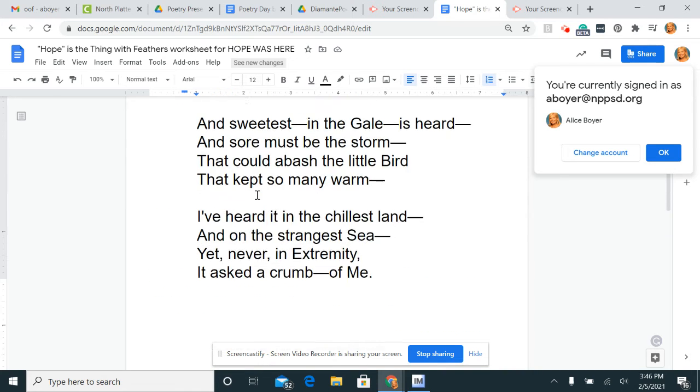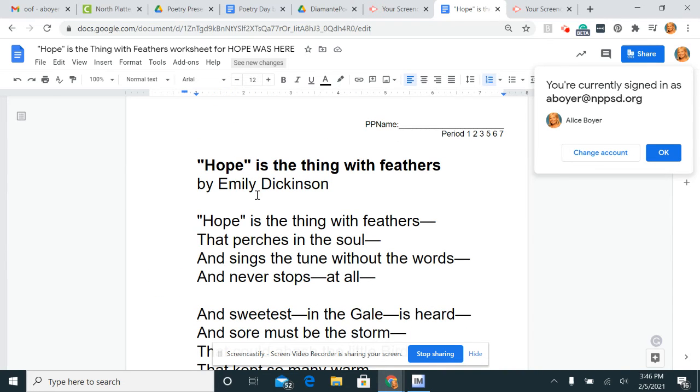If we go back to this sentence, so perch was the first one that we looked at. This says, hope is a thing with feathers that perches in the soul and sings the tune without the words and never stops at all. So if you're thinking about perch or perches, it's something that a bird does. So the reason why she chose perches is probably because that brings you back to hope being something like a bird. So it ties back into it being a bird.